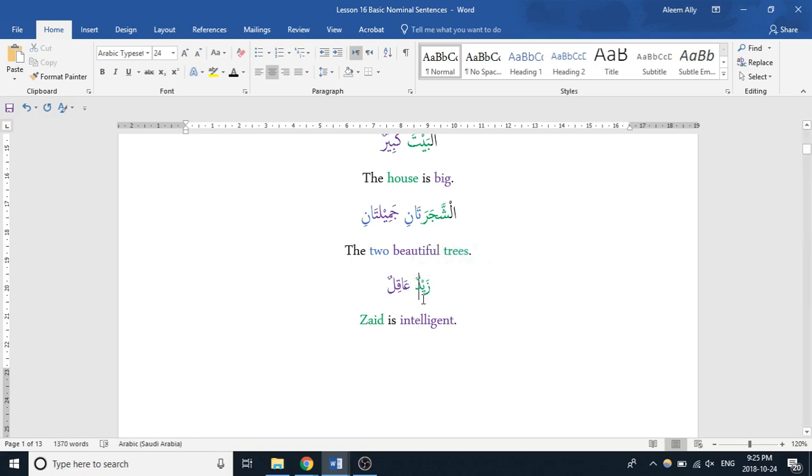So this is definite, this is indefinite due to tanween, and it doesn't have any of the other signs of definiteness. They match in gender, no sign of femininity, they're both in a state of rafa', and they match in number. So this would be translated as "Zayd is intelligent."